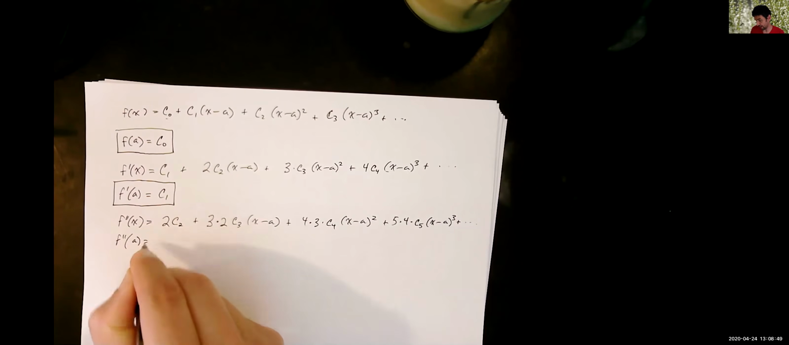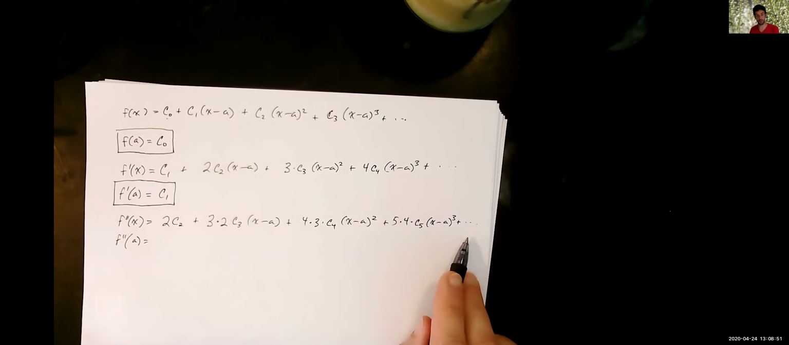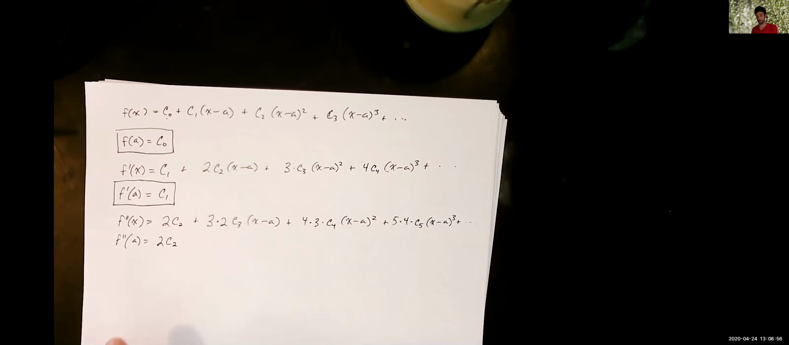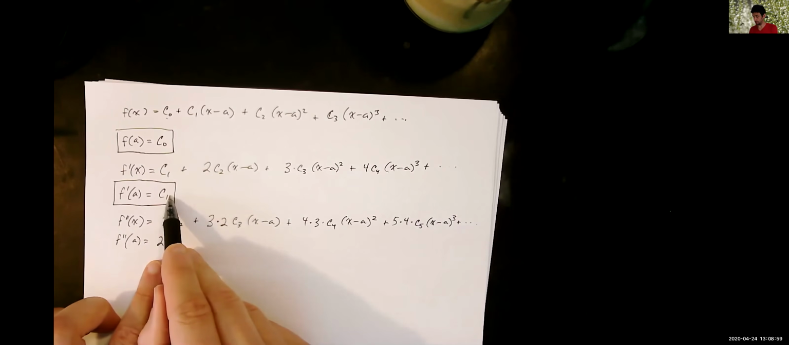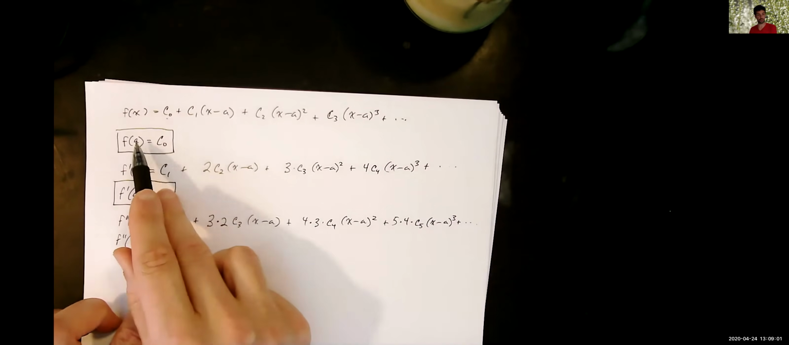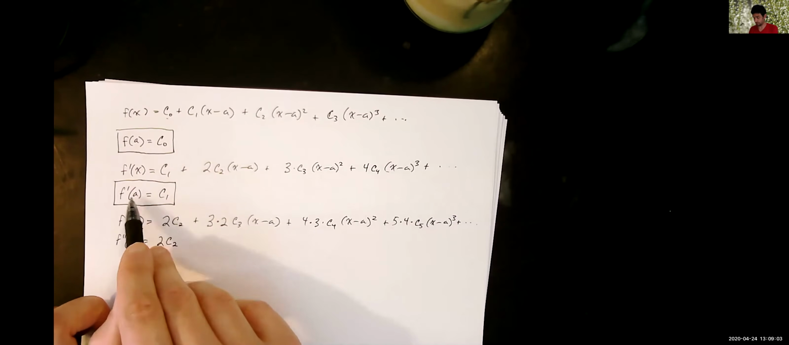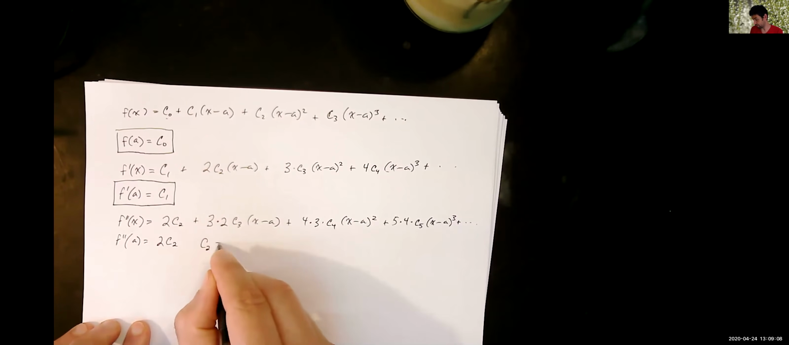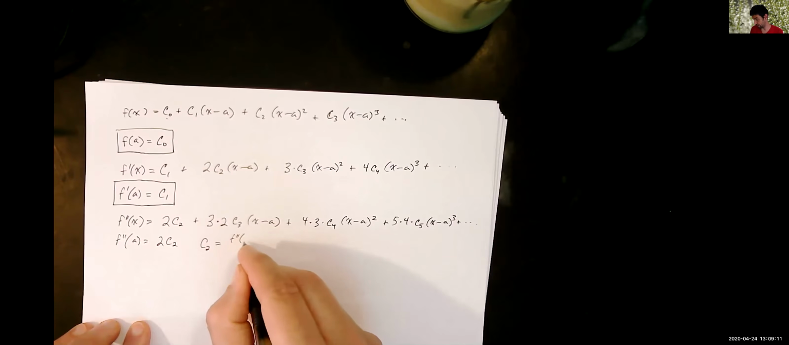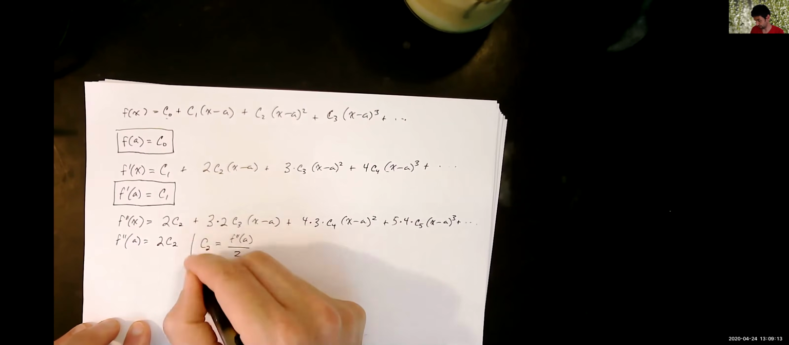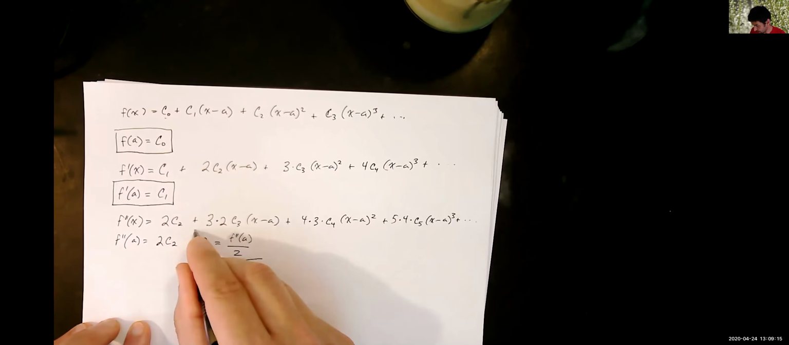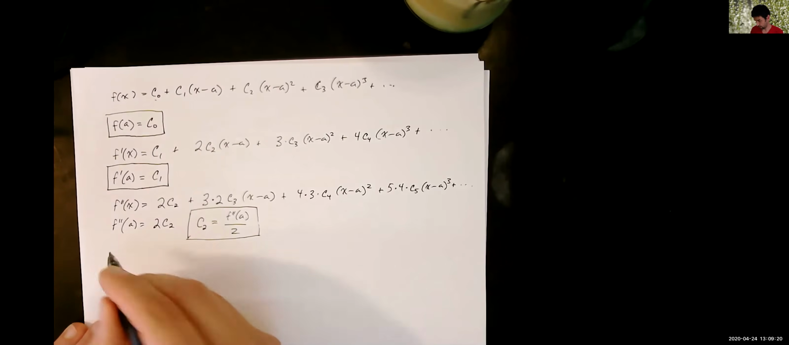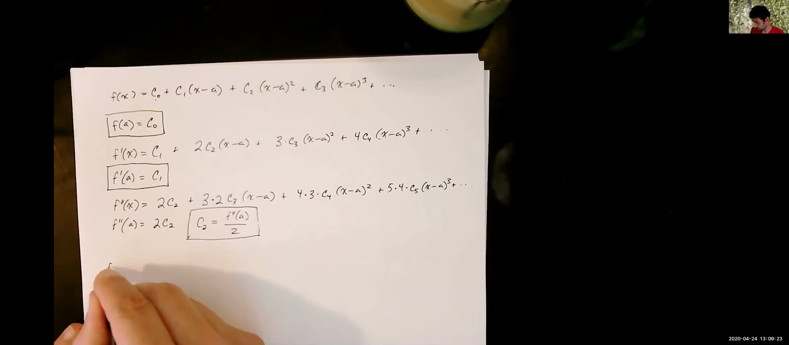Okay. All right, same trick. f double prime of a. Everything over here disappears. All that's left is this constant term, which is 2 times c2. So it's not quite as simple as the first ones, where our first constants were just the function at a and the derivative of the function at a, but it's pretty close. So I can rewrite this as c2 is equal to f double prime of a over 2. Let's do a couple more, at least one more, maybe two more. All right, we'll keep going this way.